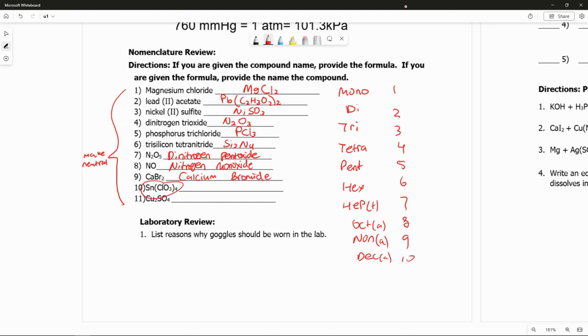All right, number 10, Sn(ClO3)4. So it might look intimidating at first, but when you look at it closely, it's not a very complicated compound. Starting off with Sn. Sn is tin, and if you know, it's a transition metal, so we need the Roman numerals. The Roman numerals we saw in lead and nickel. We need that for tin because tin's a transition metal and it can hold multiple charges. We got to define what charge it holds. So for that, we look at ClO3.